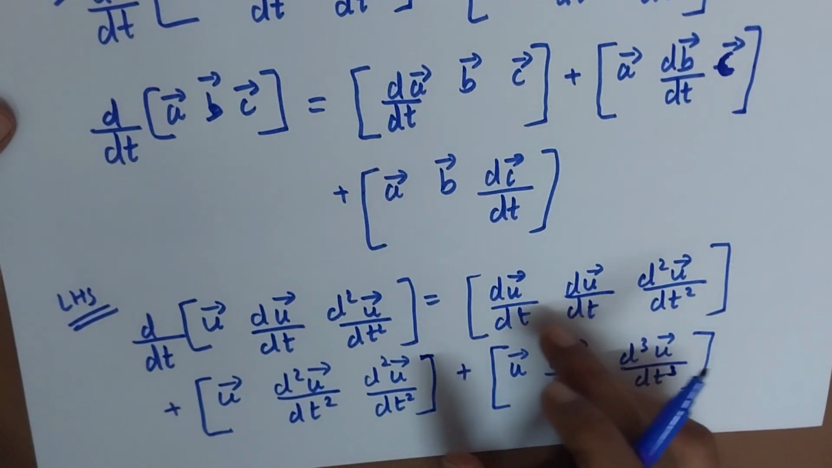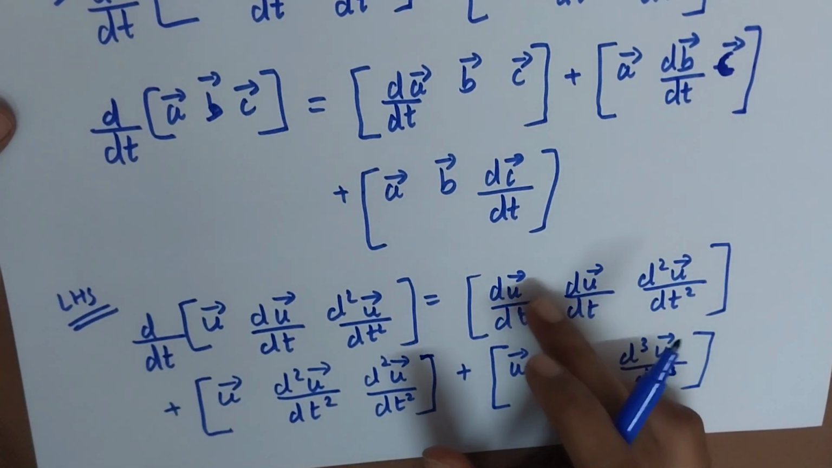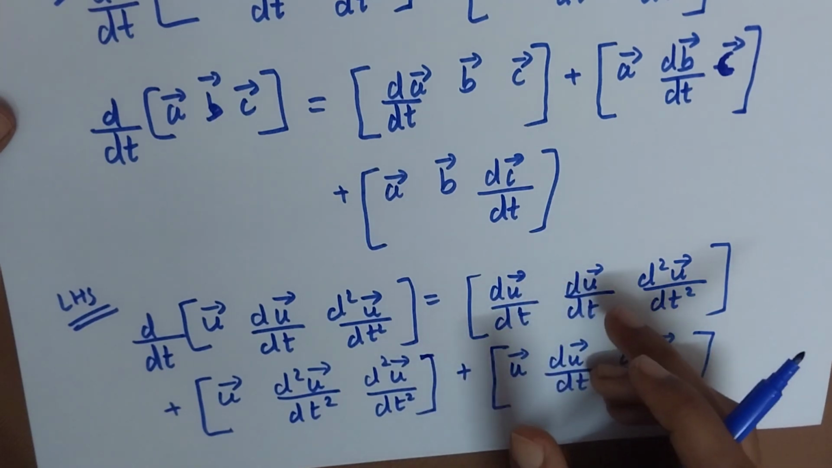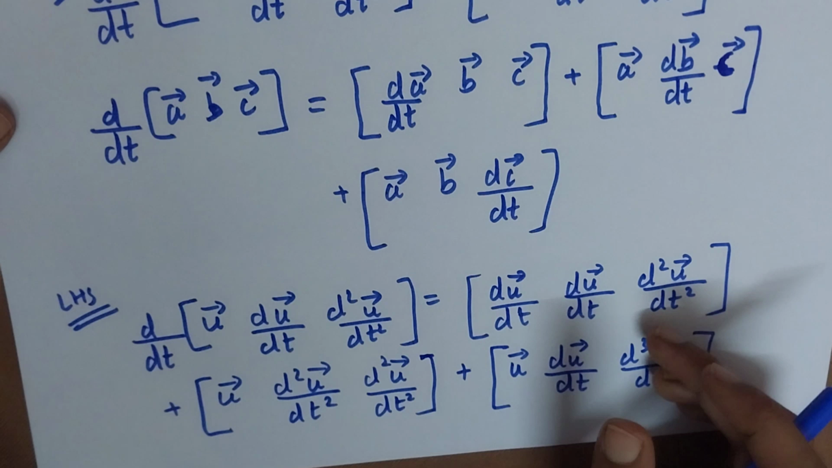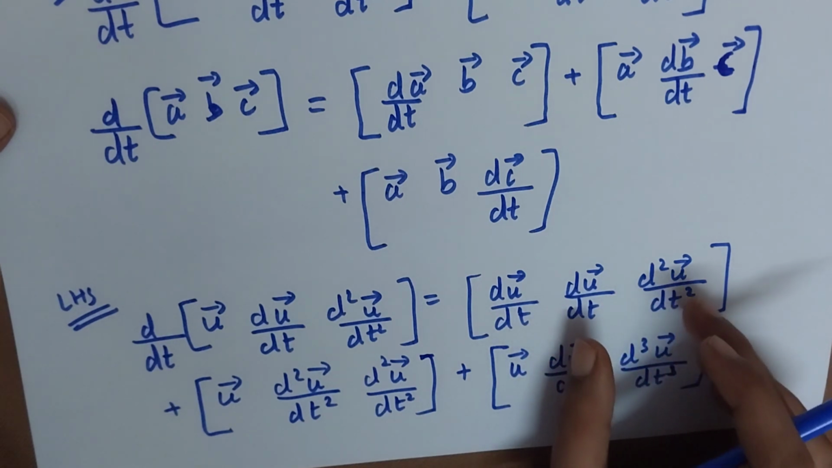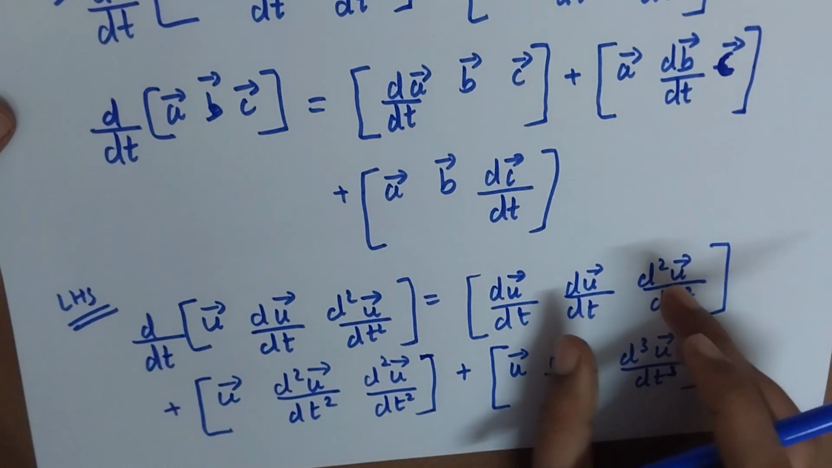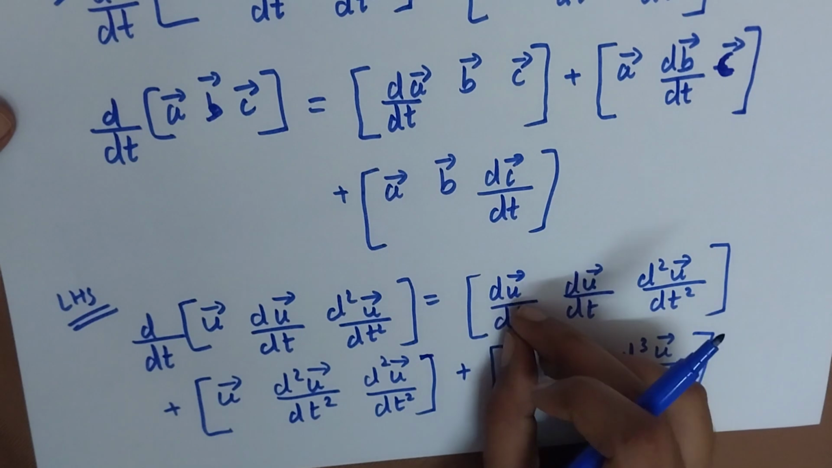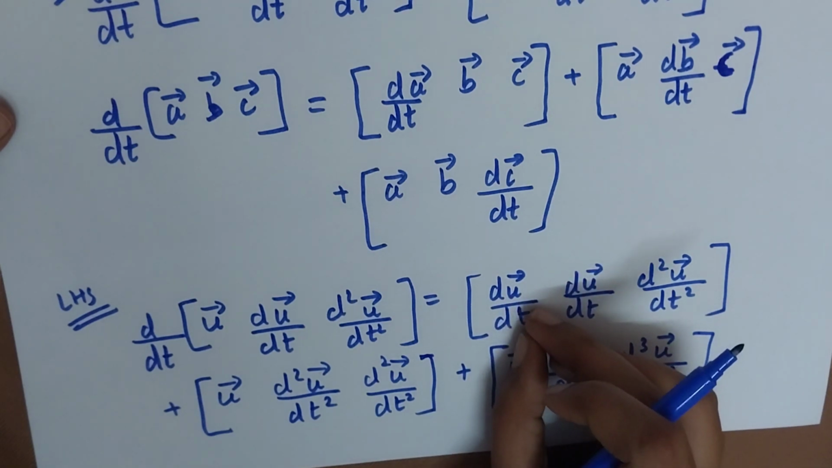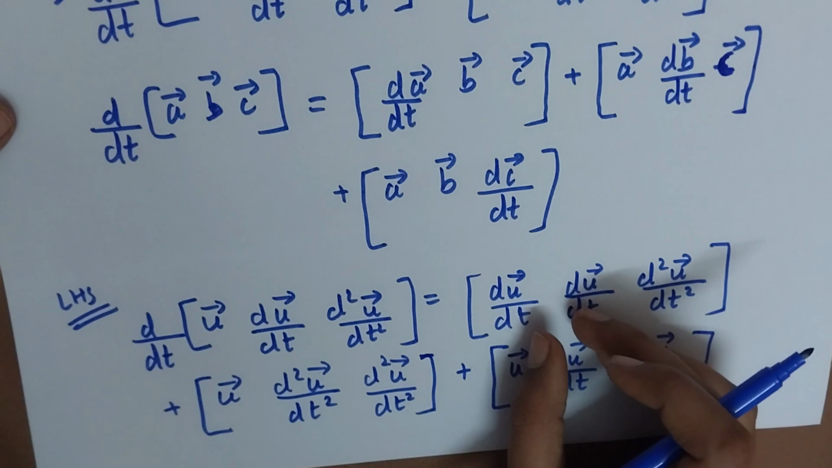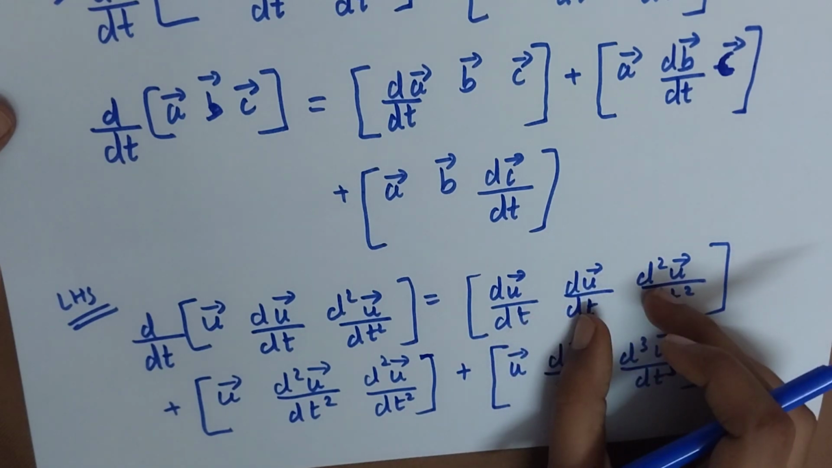Now du/dt in this term, this is of the form a dot a cross b. When you take the cross product of these two vectors, you will get a vector which is perpendicular to the plane containing these two vectors. And when you dot that vector with du/dt, the angle between them is 90 degrees, so you will get this term as 0.